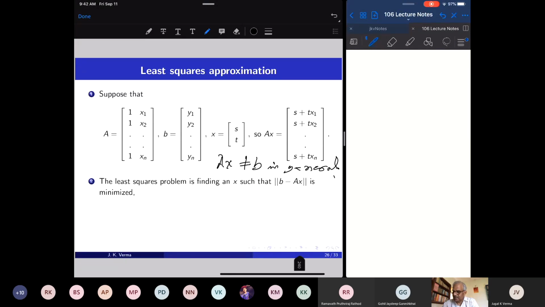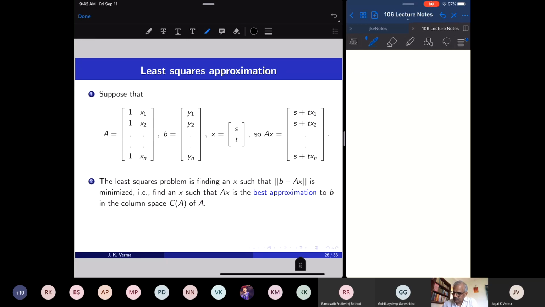So what is our best bet? We look for an x so that Ax minus b is minimized. Ax is a vector, b is a vector, and we want to find an x so that the norm of Ax minus b is smallest possible. And this is the least square error. The norm of b minus Ax is the least square error.